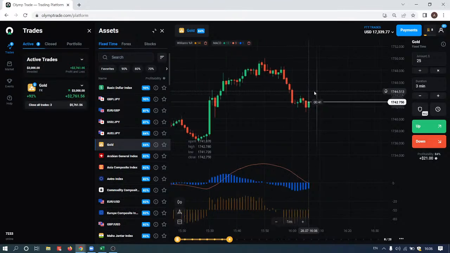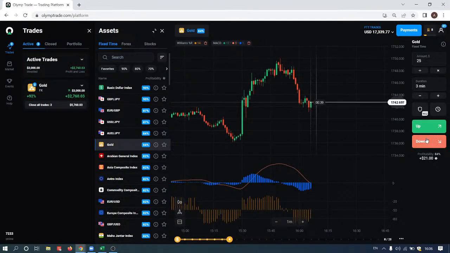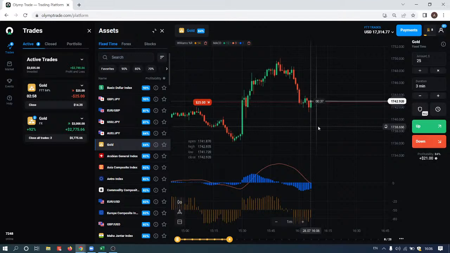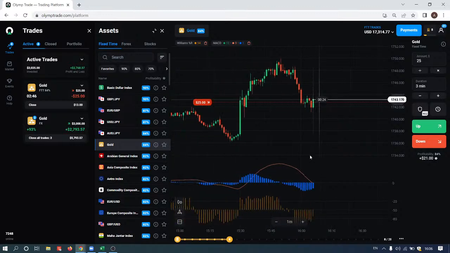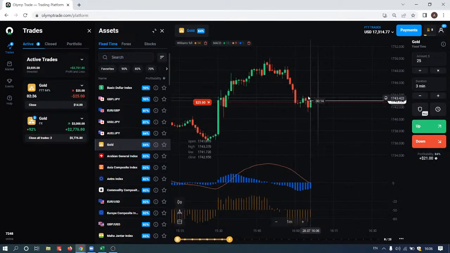Okay, so how about gold? I've just opened a trade in the downwards direction. Why did I do it? Because the MACD histogram is under the middle line. It is under the zero line here, you can see that. And also the Williams percent R histogram is under the middle line. So basically we have two confirmations that confirm to us that we are in a downtrend.